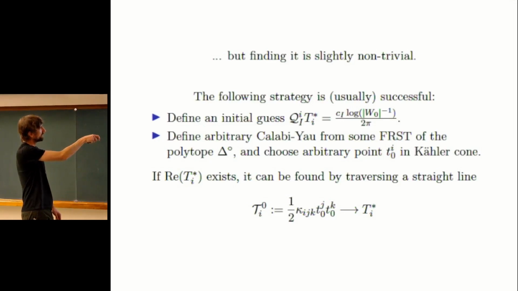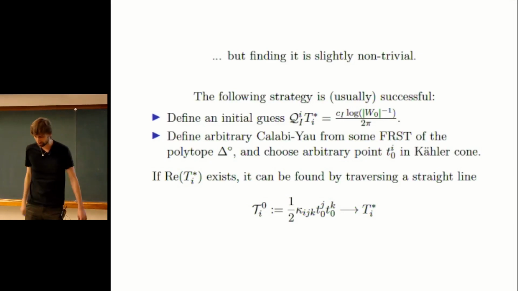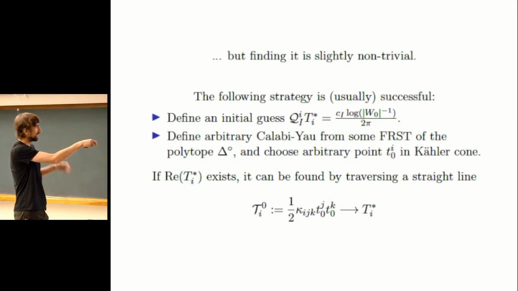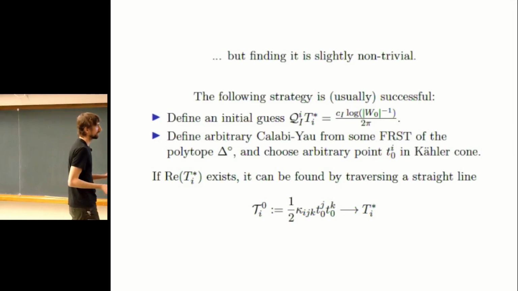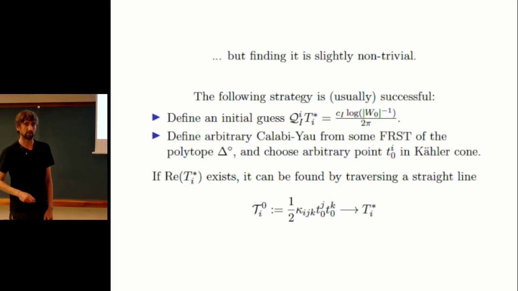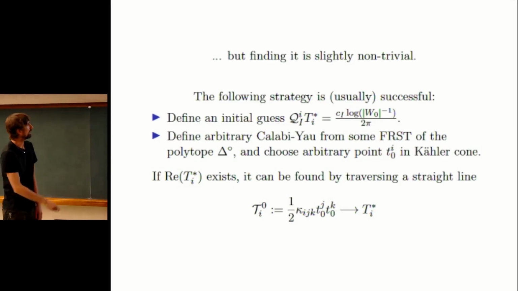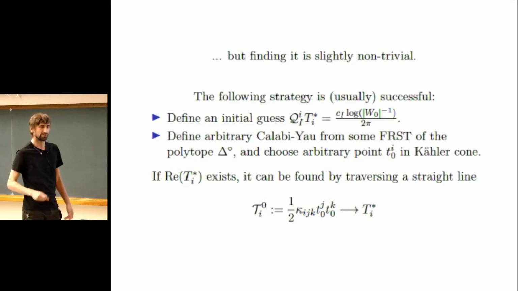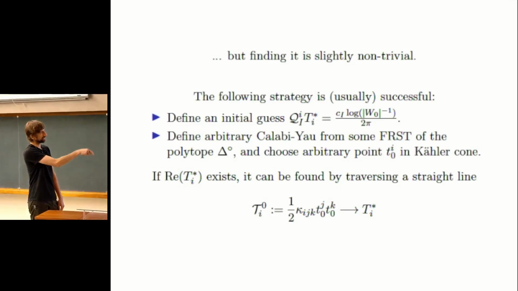One first defines an initial guess given by simply setting all the terms in the superpotential roughly equal. And then one defines some arbitrary Calabi-Yau from some triangulation of the reference polytope, and chooses some arbitrary point in the Kähler cone as a starting point. Now, if this point here exists, then you can find it by flowing across a straight line through moduli space from the starting point, expressed in dual divisor coordinates, and going to this point here.